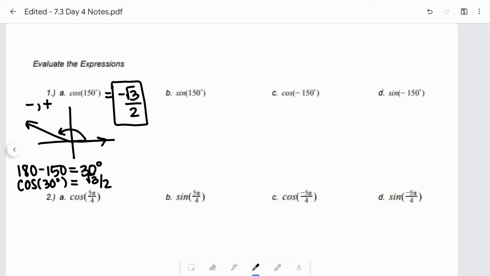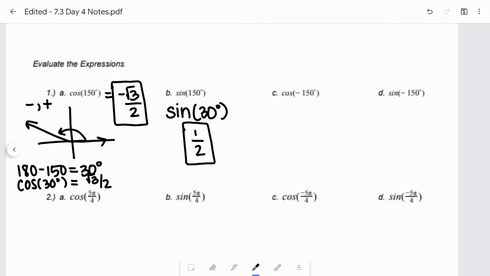Okay, now we have sine of 150 degrees. Well, I know at 150 degrees, the reference angle is going to be 30. So right away, since we can use what we know from part A, I have sine of 30 degrees. Sine of 30 degrees is equal to 1/2. When I am in the second quadrant, sine is positive, so 1/2 is my answer.